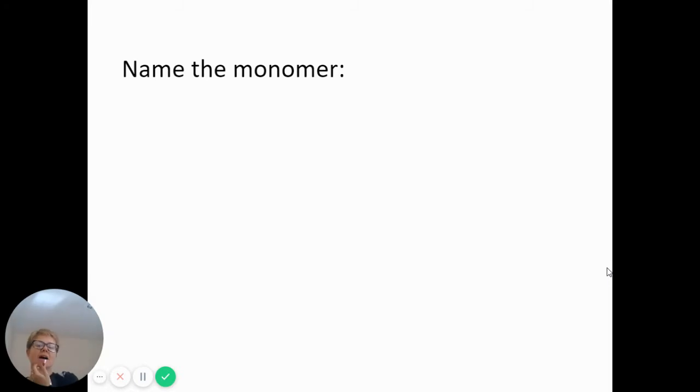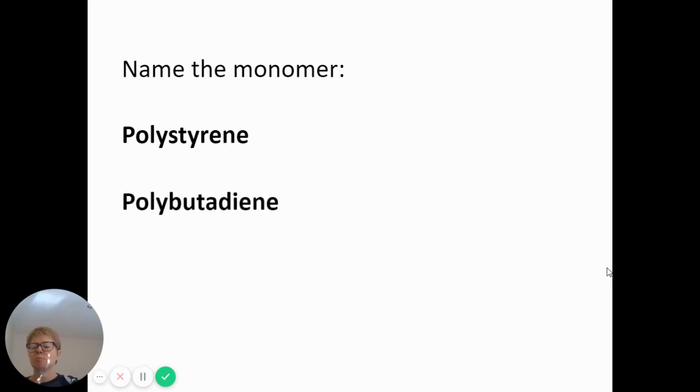So we name polymers based on the monomer that was joined together to make them. So you can work out what the monomer was from the name of the polymer. So polystyrene and polybutadiene and polycarbonate, these names tell us what the monomer was that was used to make the polymer.